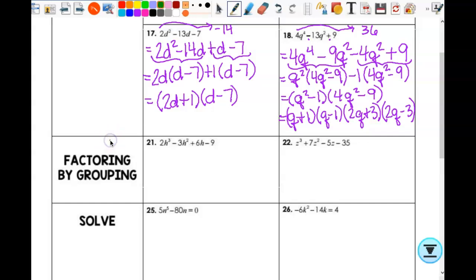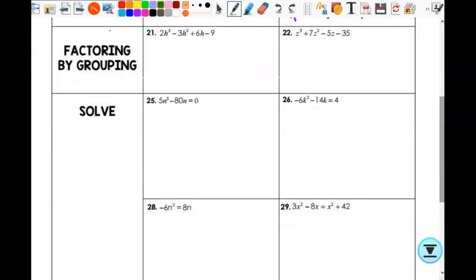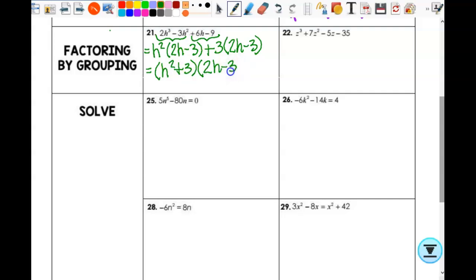So this is actually easier than this, even though it has 4 terms and that has 3, because with the trinomial, we had to split it into 4 to do grouping. Here, we already have it into 4, so now I can just group them and move on. Group this, group this. So out of these two, I can factor out an h squared. Leaves me with 2h minus 3. Out of this, I can factor out a 3, which leaves me with 2h minus 3. If my parentheses don't match, that's a problem. And then that gives me h squared plus 3 times 2h minus 3.